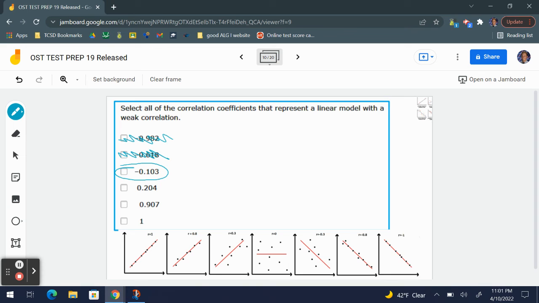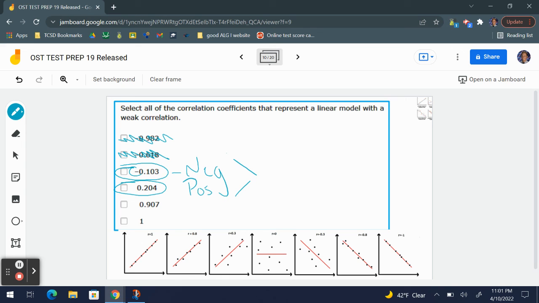0.204 is pretty close to 0. This is a negative, right? You can see that's a negative trend. So this is going to be going down because of that negative in front. This is a positive one, a positive slope, because our correlation value, or correlation coefficient, is positive.